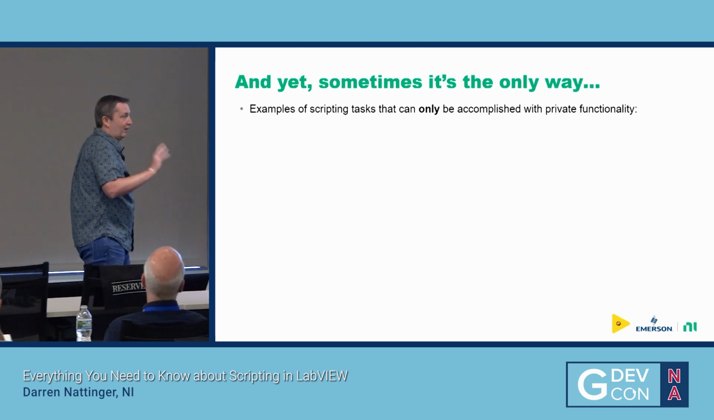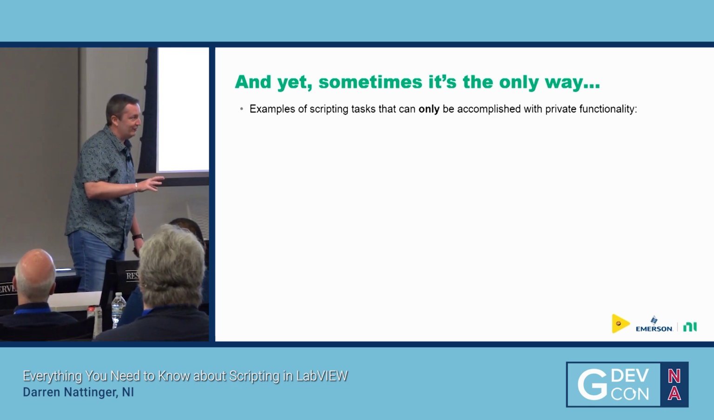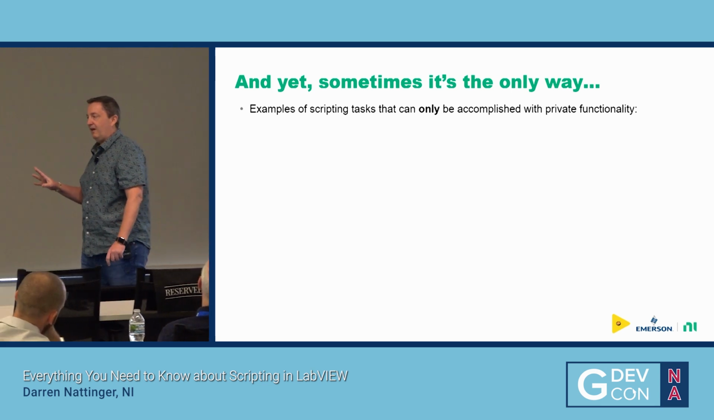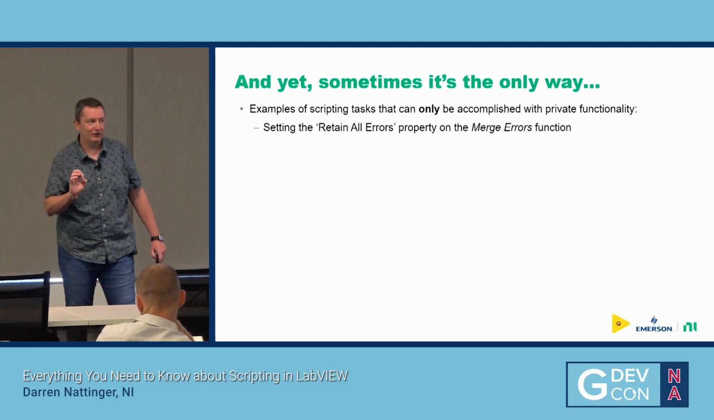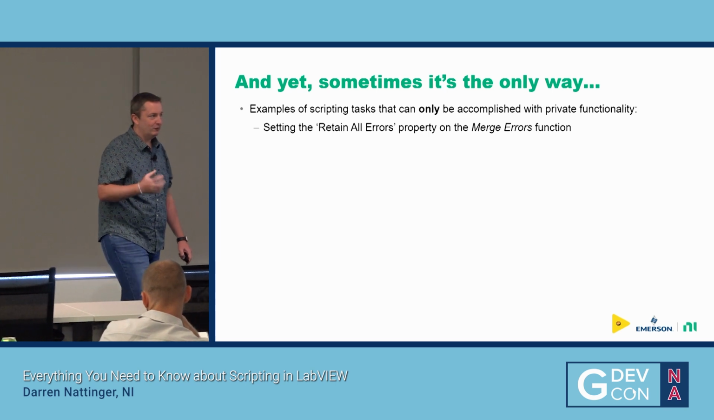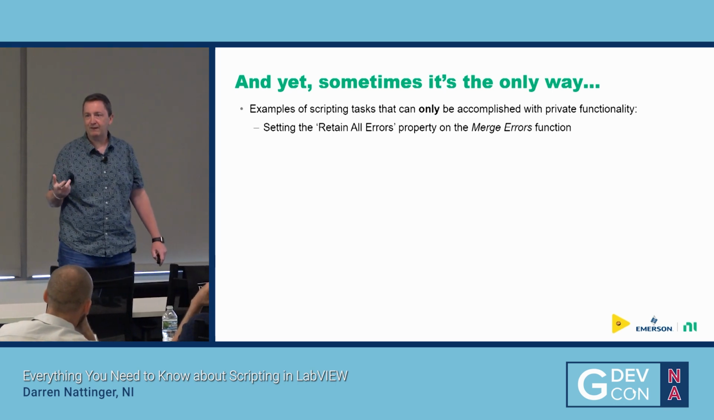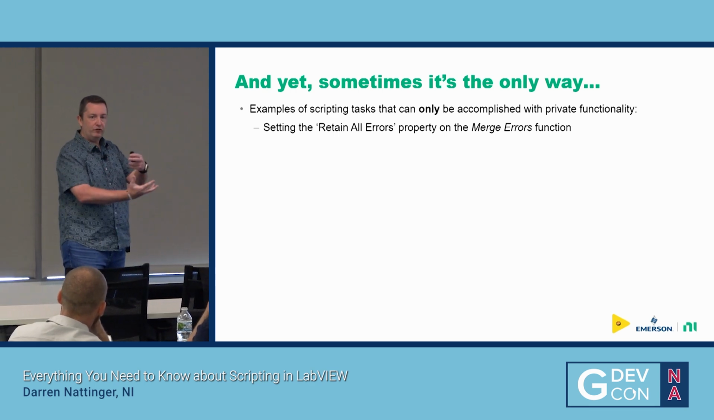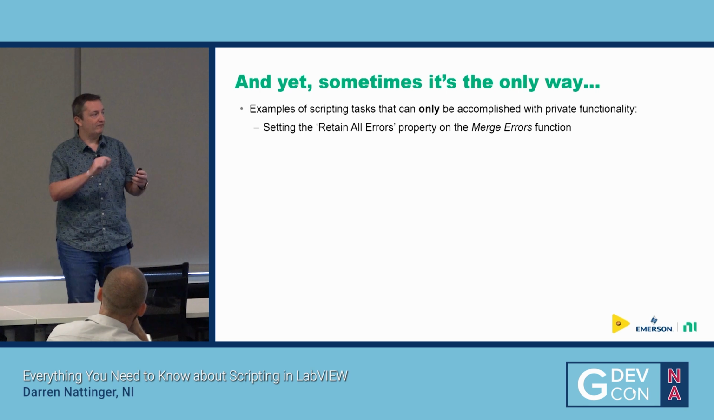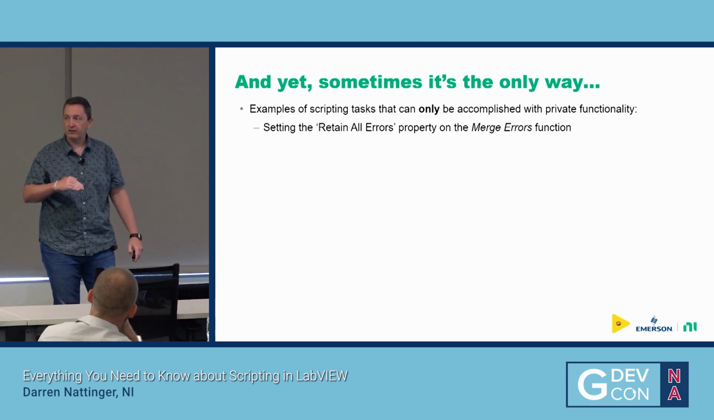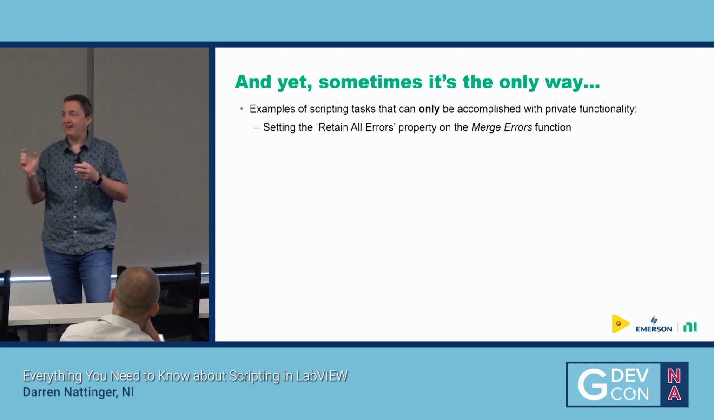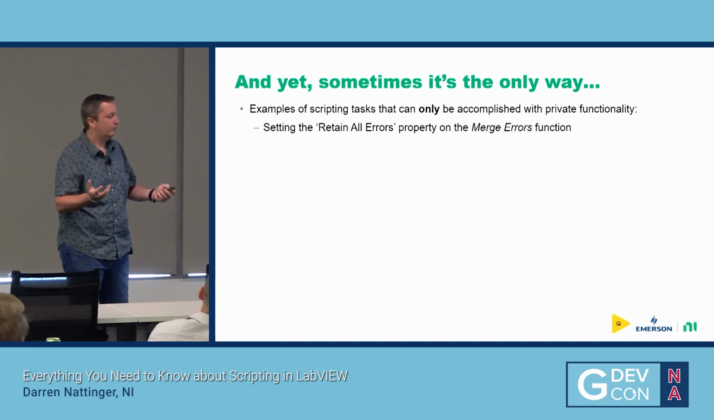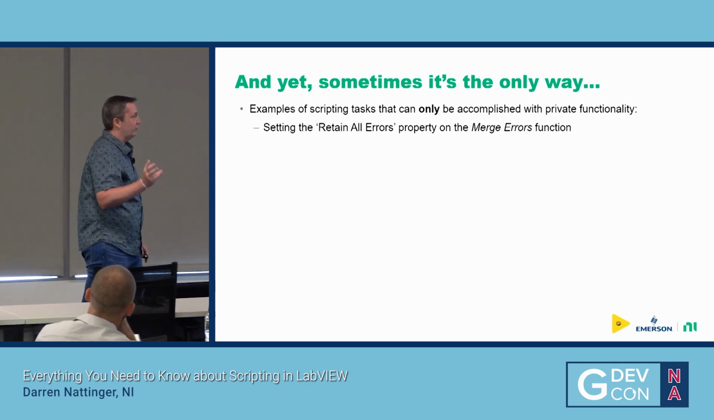Okay, so unfortunately, sometimes the private stuff is literally the only way to do things. And I've got a couple of examples here in the slides. One of the examples is kind of a really esoteric case. So you guys know the merge errors function in LabVIEW. Maybe you didn't know that you can right-click on it and there's an option to retain all the errors that were wired into it. Normally that function just outputs the first error that it finds in the list. There's actually a way to have the error cluster retain all the errors that it found, and it uses some special JSON in the source string. It's kind of cool. And you can right-click on the merge errors function to do that.